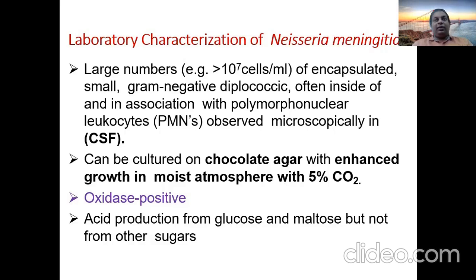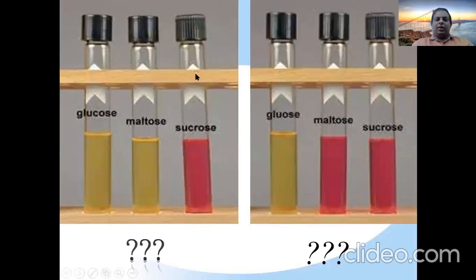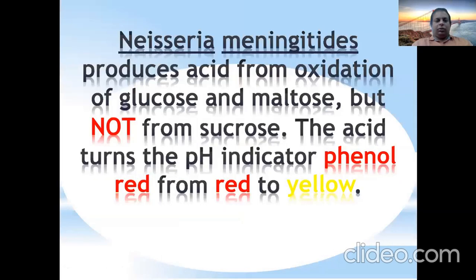Compared to Neisseria gonorrhoeae, gonococci, meningococci produce acid, oxidizing both glucose and maltose, but Neisseria gonorrhoeae produces acid from glucose only. So now you can guess the microbes. Glucose and maltose, that is meningococci. Glucose only, G for gonococci. G there, M, it is meningococci.